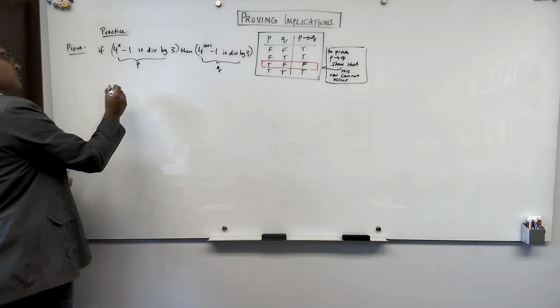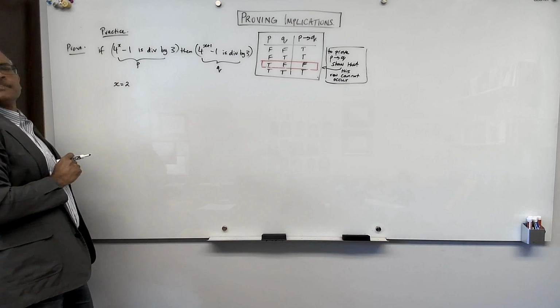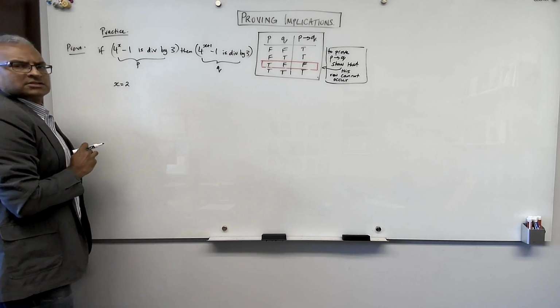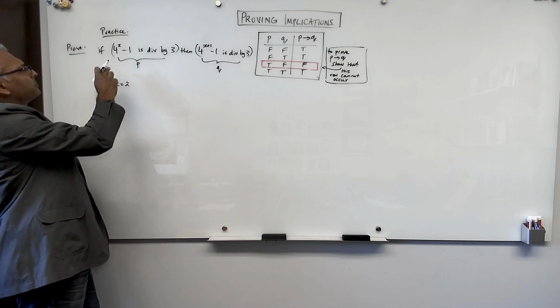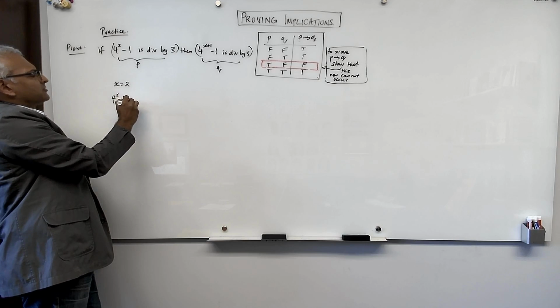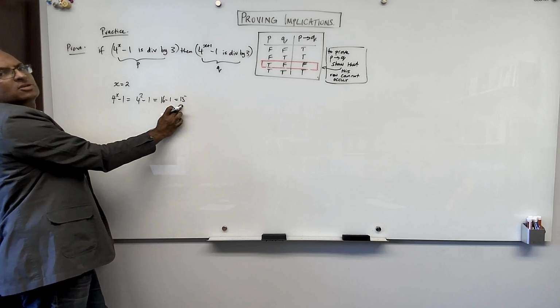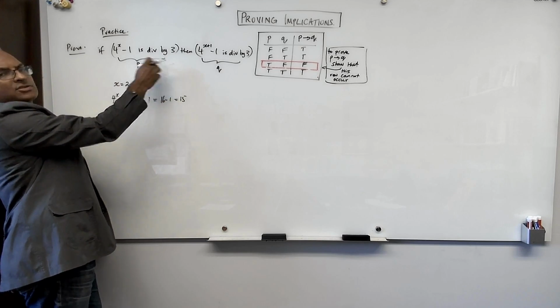So let's consider the example. Let's consider a world in which x equals 2. So let's look at what's P. What does P talk about? P talks about 4 to the x minus 1. So 4 to the x minus 1 is 4 squared minus 1, which is 16 minus 1, which is 15. And that's divisible by 3. Okay, so P is true.